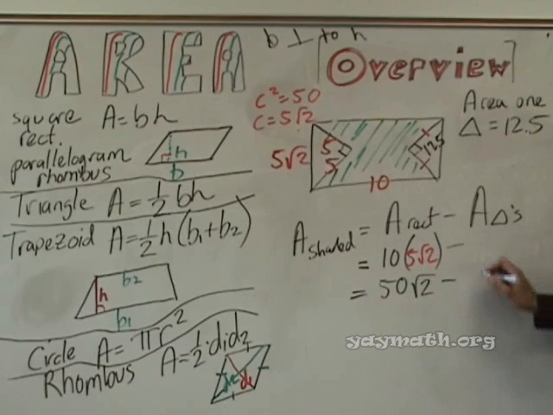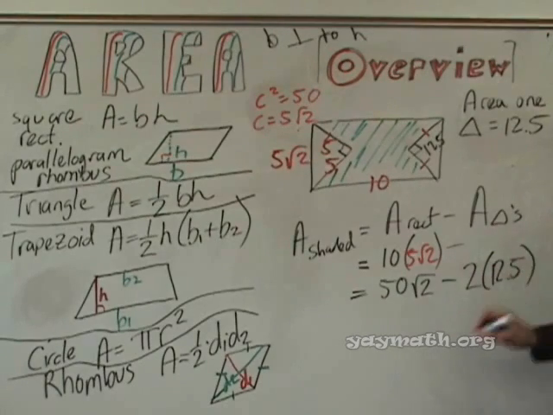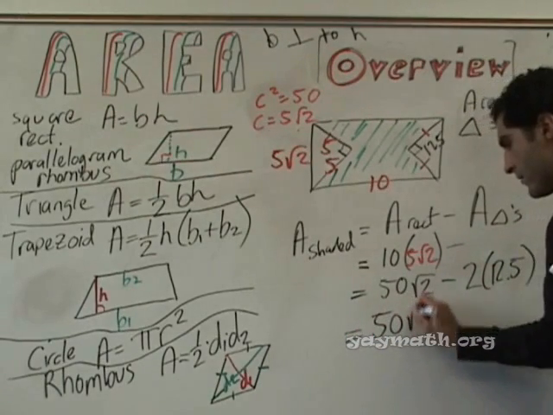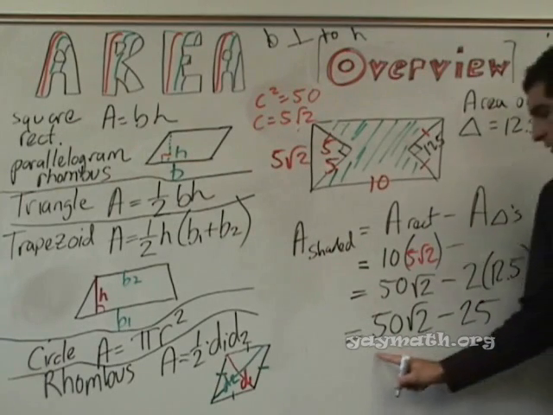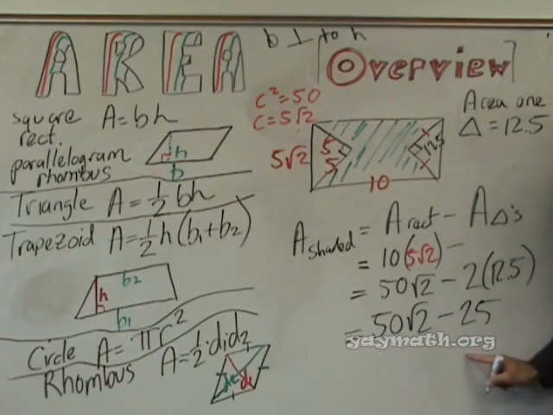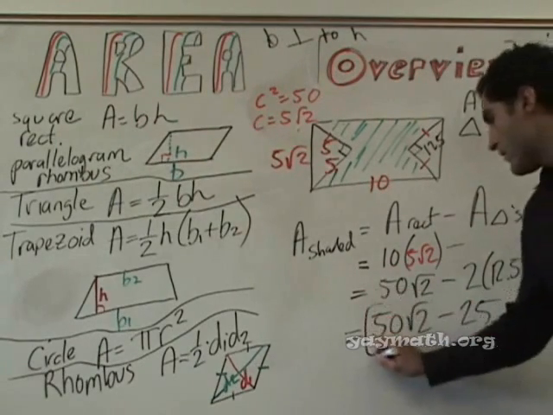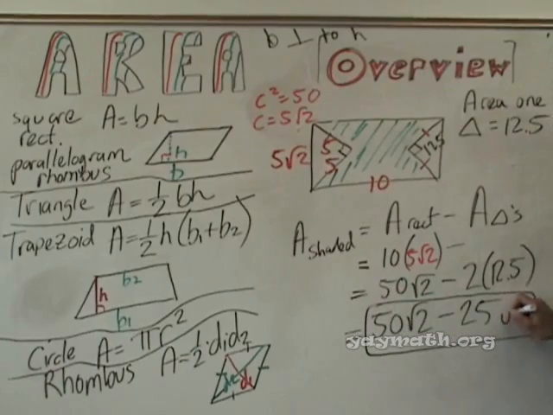All right, now that we have that, how many triangles do we want? 2, so 2 times 12.5, which is 25. So this is 50 root 2 minus 25, and that equals the area. Can you combine 50 root 2 minus 25? Are these like terms? No. So that's the answer, and call that units squared.